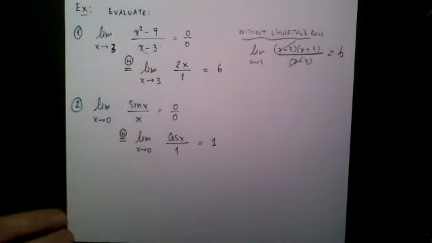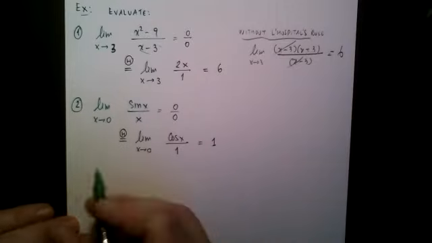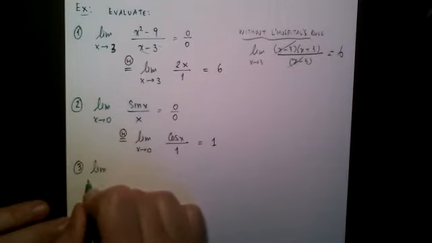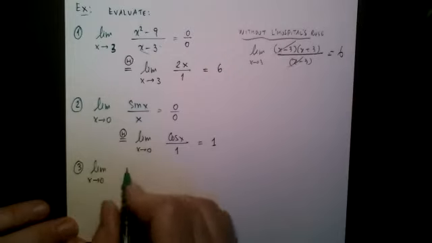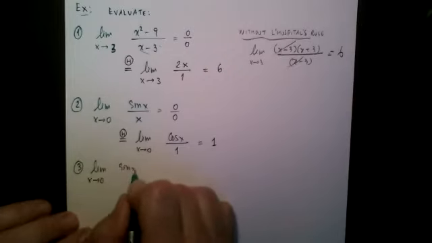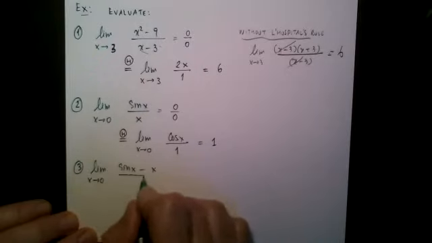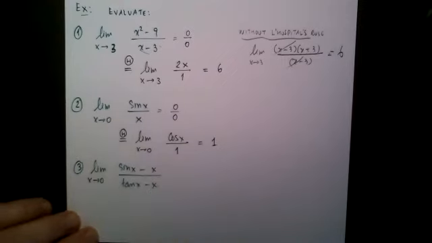Okay, try one now. So let's try one here. So do this one on your own. Limit x approaches 0. This is going to be a little more complicated, and you try it. So sine x minus x divided by tan x minus x.